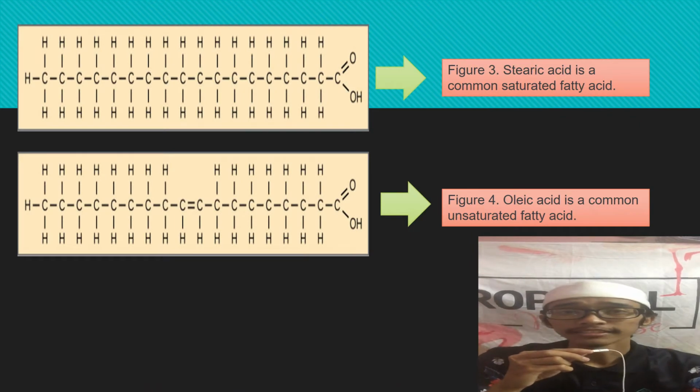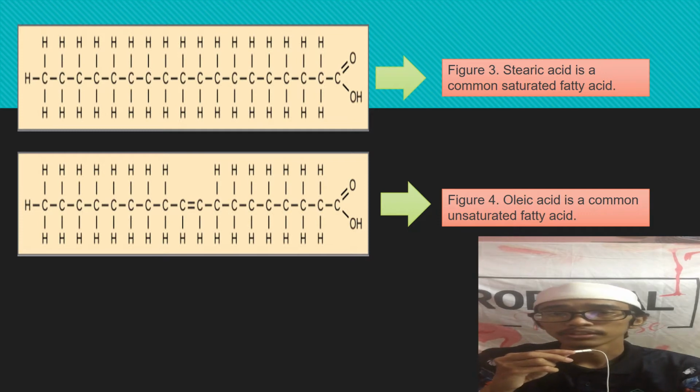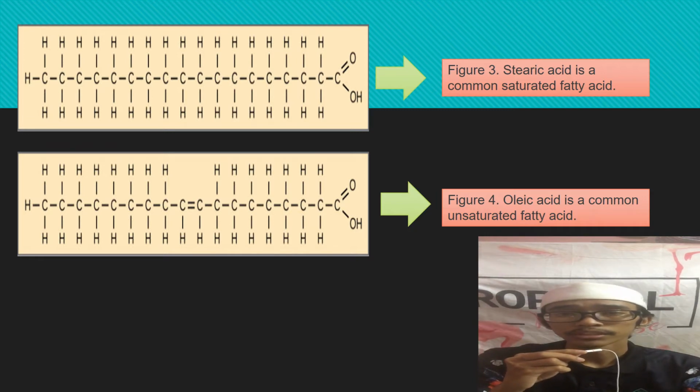Next, fatty acid may be saturated or unsaturated. In a fatty acid chain, if there are only single bonds between neighboring carbons in the hydrocarbon chain, the fatty acid is said to be saturated. Saturated fatty acids are saturated with hydrogen. In other words, the number of hydrogen atoms attached to the carbon skeleton is maximized. Stearic acid is an example of a saturated fatty acid. We can look at figure 3.